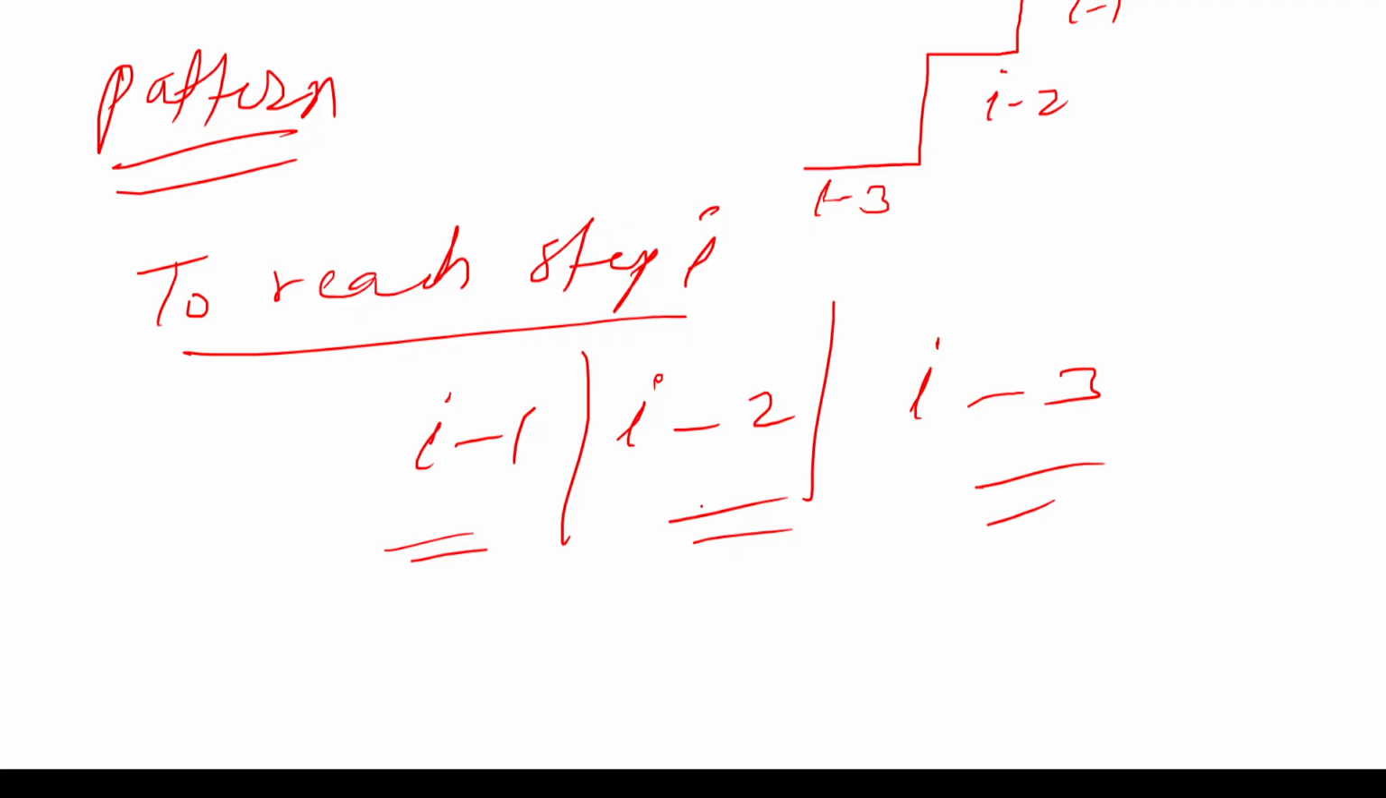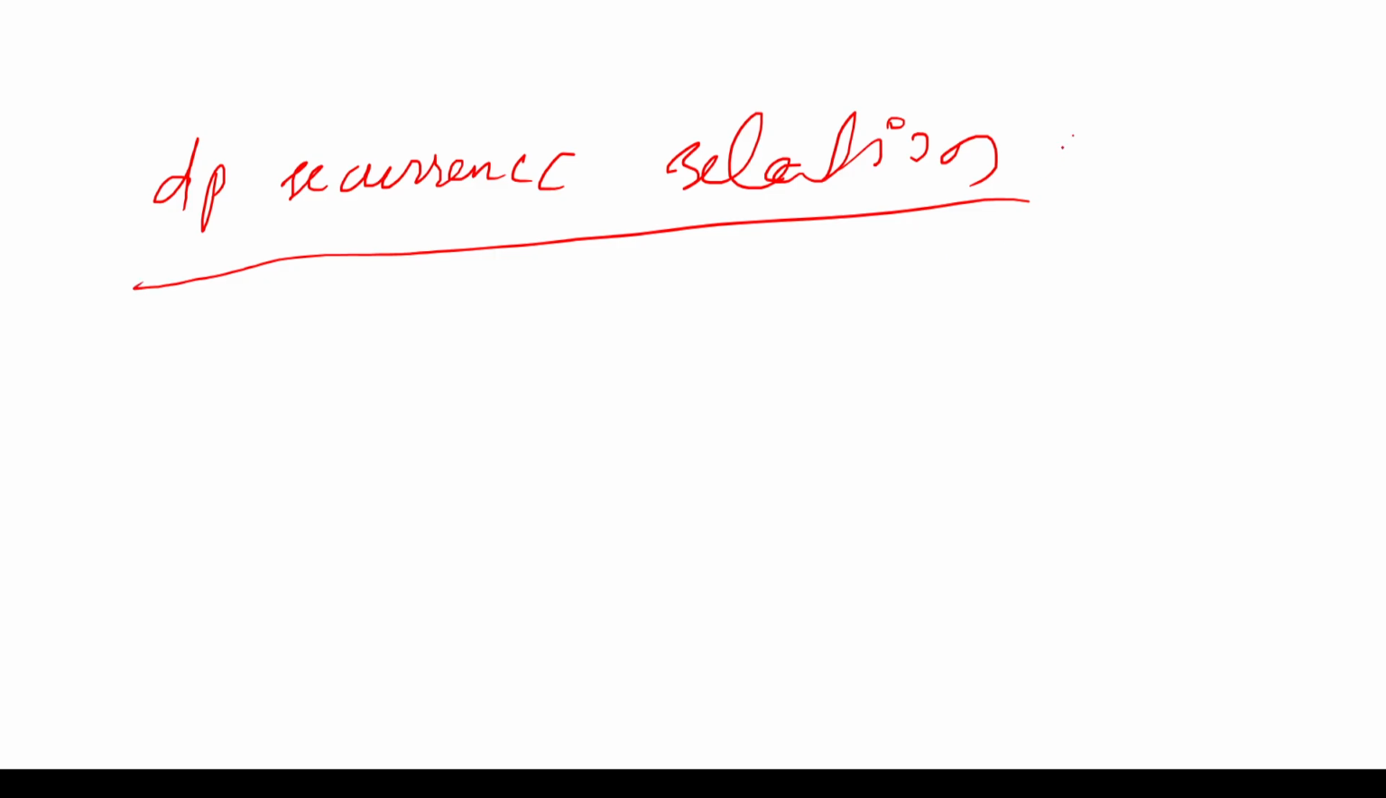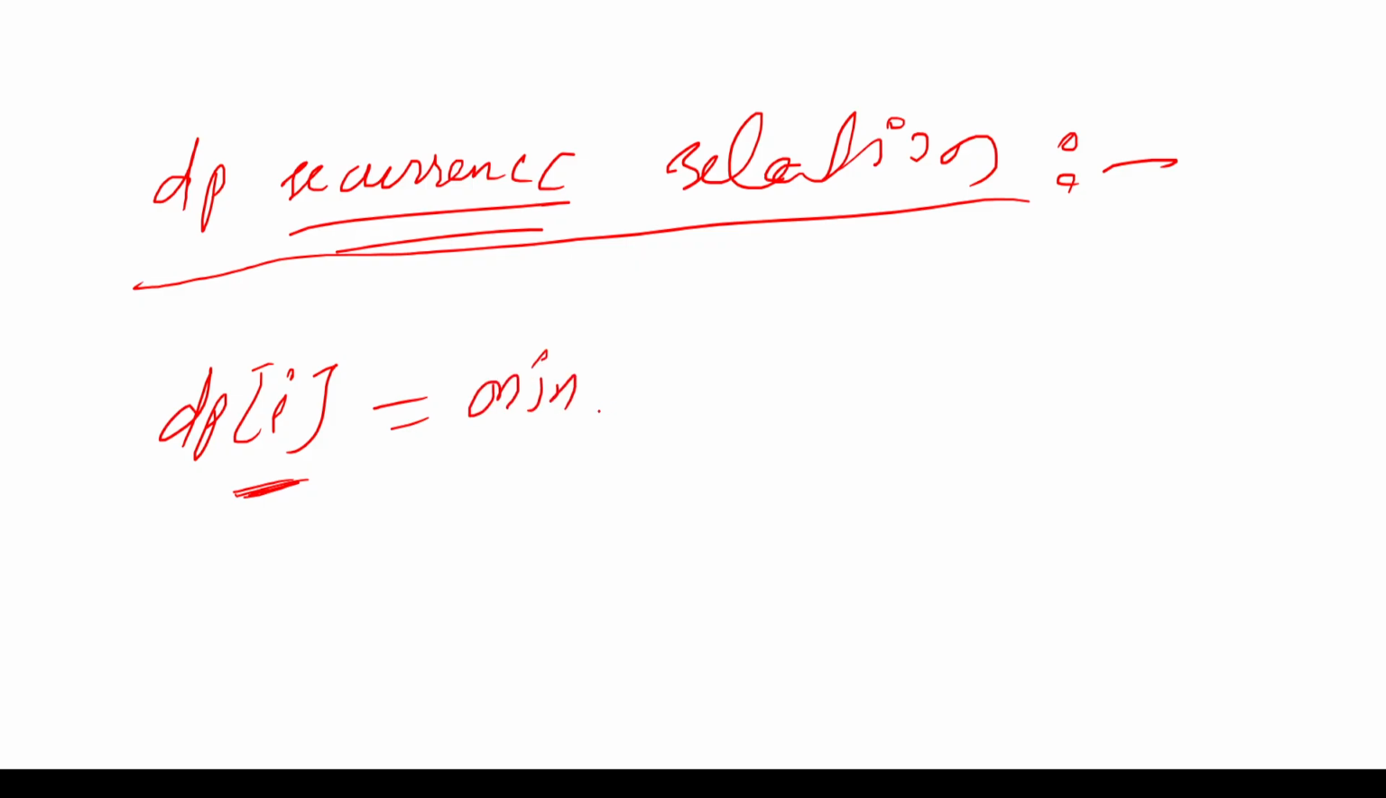So there is a recurrence relation in the DP concept, and if something like this happens, we can use the DP recurrence relation. If you are my student, you already understand what a recurrence relation is. So what is the recurrence relation here? DP at I, to reach stair or step I, you have to come from I minus 1, I minus 2, or I minus 3. So we find the minimum. How will we find the minimum?